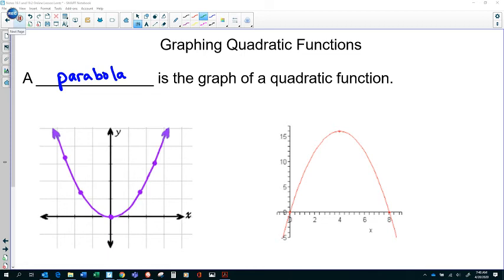The shape that a quadratic function forms is called a parabola. Again, go ahead and pause this to write this example down in your notes. And again, you can always pause or skip ahead in these videos depending on what you need.